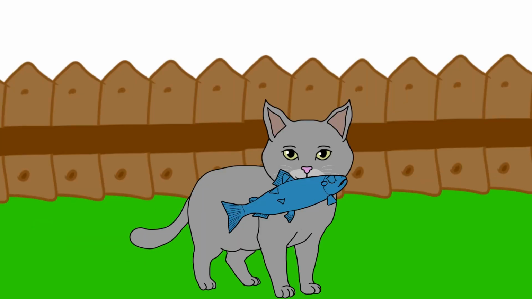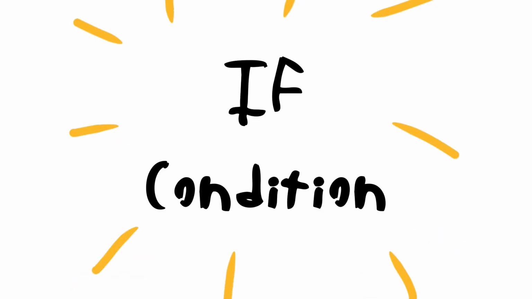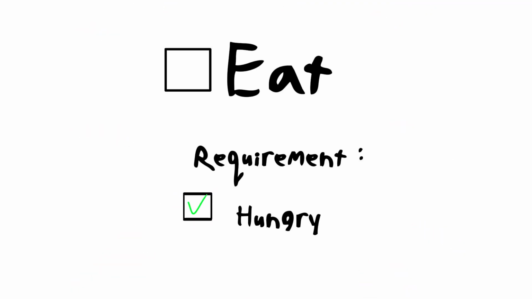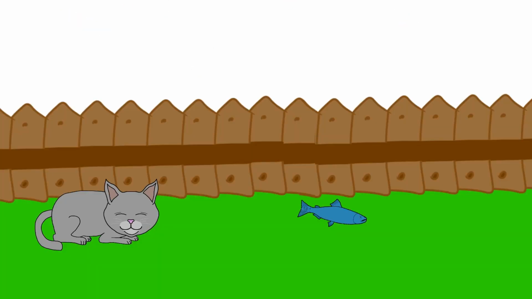Cat eats. Cat keeps eating. Cat becomes full. This is an if condition. A rule is checked. If the rule is true, action happens. When condition fails.